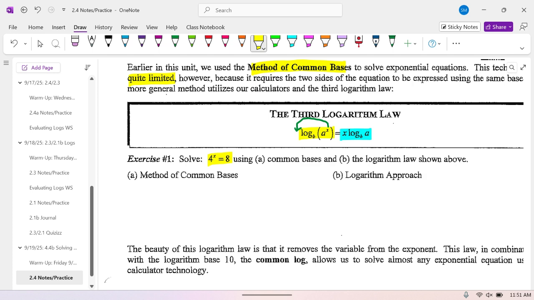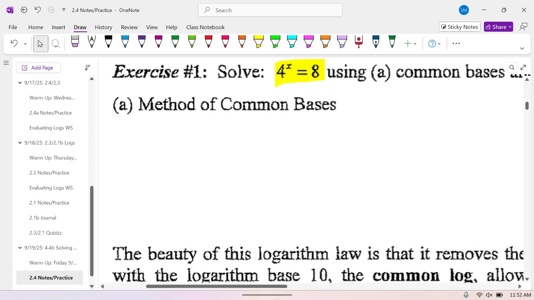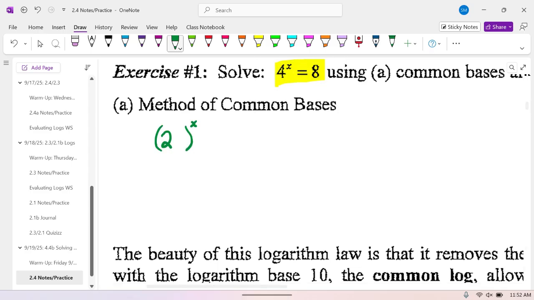So, first off, let's do common bases. Between 4 and 8, if I were looking at my power chart, what column, so what base, would have both 4 and 8 under it? So that base raised to whatever power would give us 4 and 8 eventually. 2, good. So I'm going to change this so that it's with a base of 2. So I'm going to write 2 and then parentheses something to the x power, because remember we got to bring down whatever's already in the exponent.